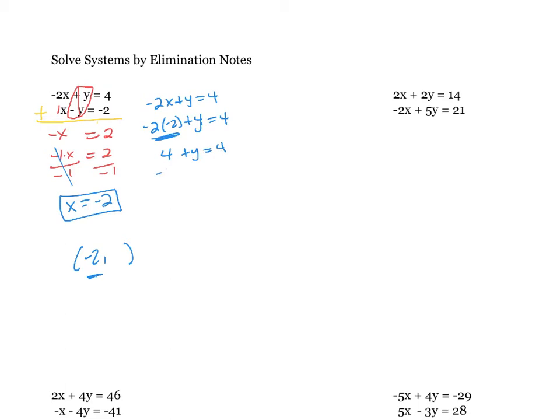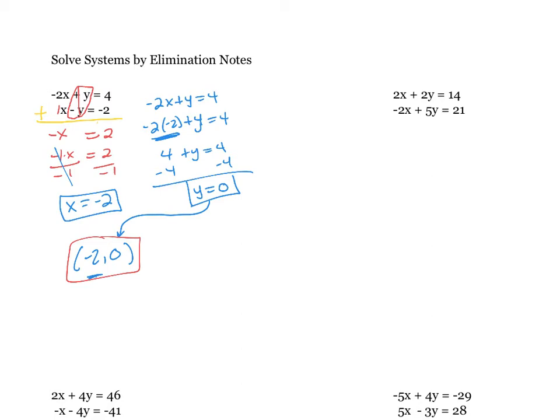And then I'm going to subtract 4 from both sides. And 4 minus 4 is 0. So that means that the y value of the point of intersection is 0. So there is my final solution, negative 2, 0.